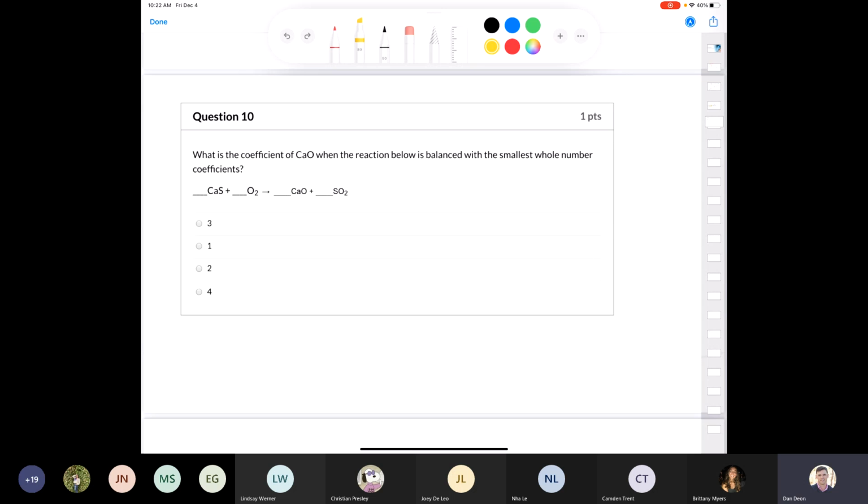All right, some people are saying 2. Well, we have calcium sulfide plus oxygen gives you calcium oxide, and sulfur dioxide. Remember, the trick is any element that's by itself, always save that for last. So I have one calcium, good, one sulfur, good. I have 2 oxygens here, and here I have a total of 3 oxygens, so I would multiply this by 3 over 2, right? 2 times 3 over 2 gives me 3, but that's not a whole number, is it?